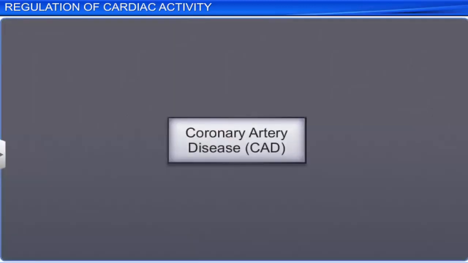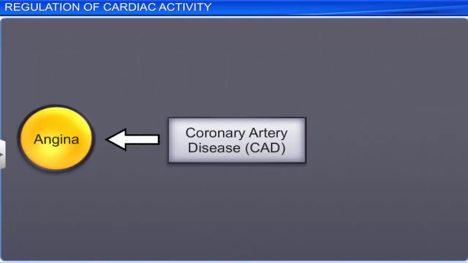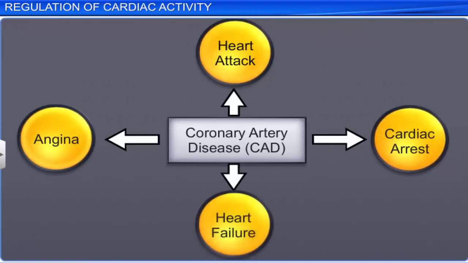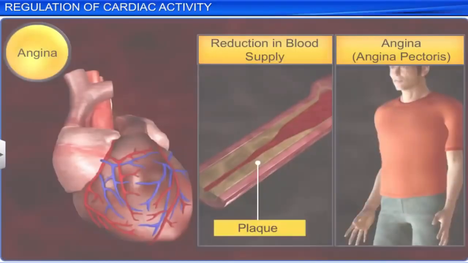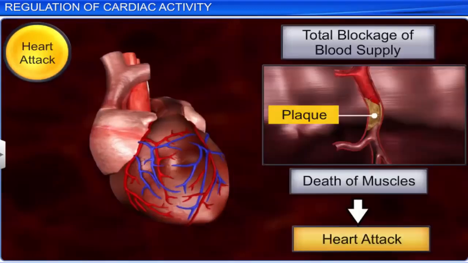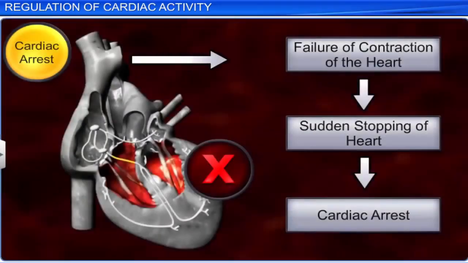Some of the symptoms of CAD include angina, heart attack, cardiac arrest or heart failure. Angina or angina pectoris is severe chest pain due to a reduction in the supply of blood to an area of a heart muscle. Whereas a heart attack results when there is a total blockage of blood supply to the heart muscles, causing the patient's death. On the other hand, cardiac arrest is the sudden stopping of the pumping of the heart due to failure of the contraction of the heart.